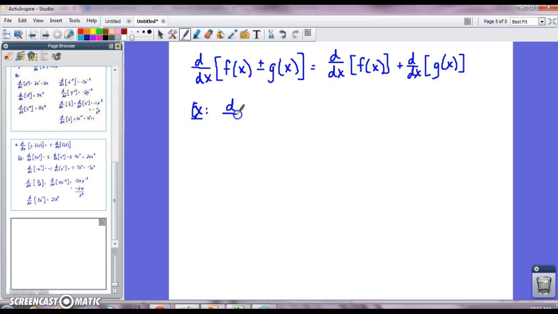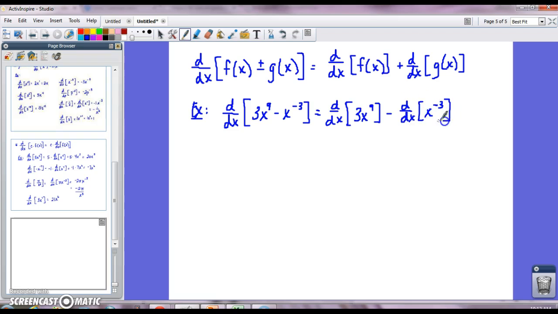Okay, so for example, if I have d dx of 3x to the 9th minus x to the negative 3rd. Okay, the rule says that we can break those out, so I can do d dx of 3x to the 9th minus d dx of x to the negative 3rd.